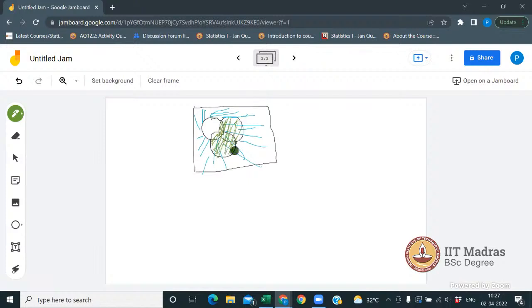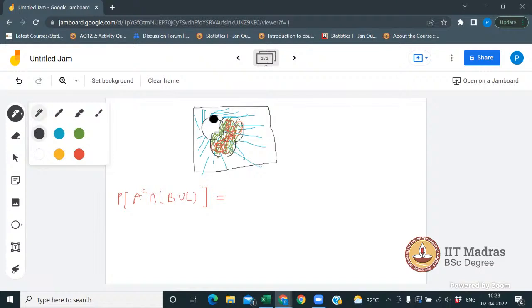Now, what is the common region between these two? This red region. Probability that A complement intersection B union C. That means A complement is this whole blue region except A, the black one. And B union C was the green region, including this intersection part, right? And what is the common region between A complement and B union C? This red region.